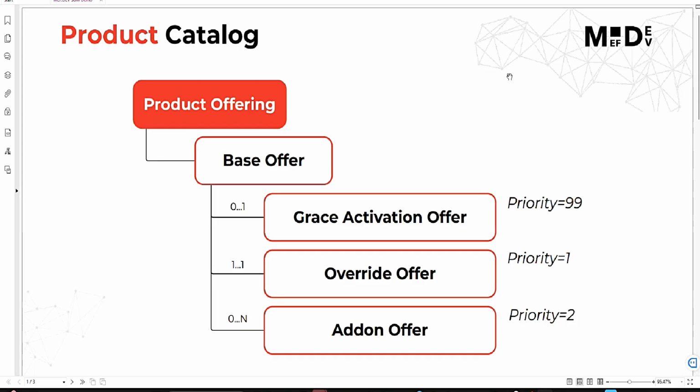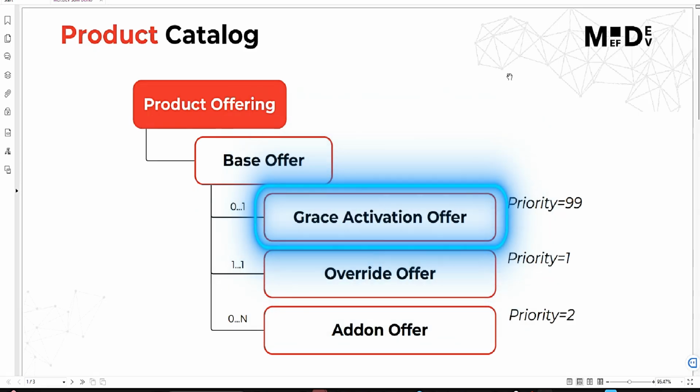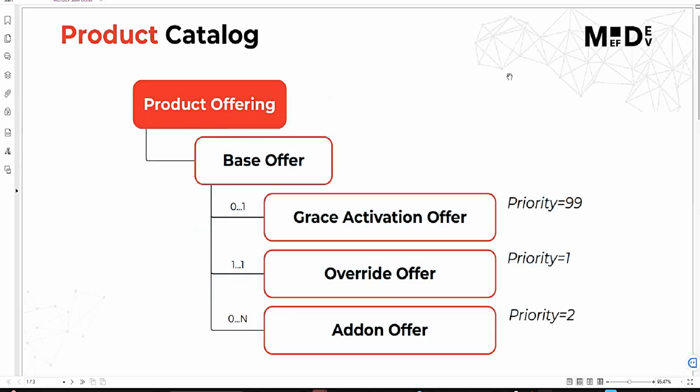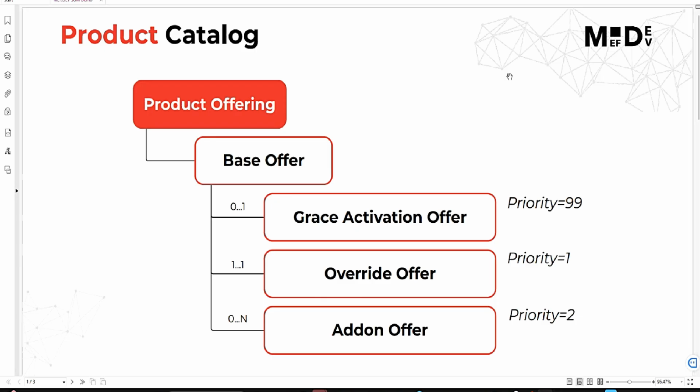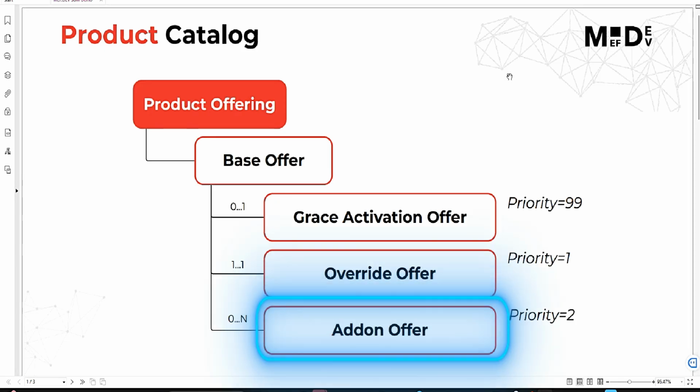Typically, three categories of offers are used, namely Grace Activation, a basic offer that provides a basic configuration of services. The next one is the Override offer, which defines specific conditions for a particular period for a specific subscriber. And the Add-on offer, which can expand product conditions.